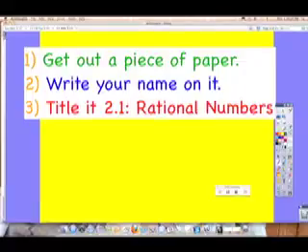So we should have a piece of paper on our desks with our first and last names on it, and then we're titling it 2.1 rational numbers. We're going to keep going with this concept of rational numbers.